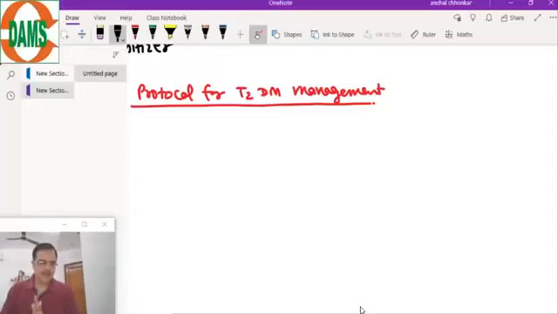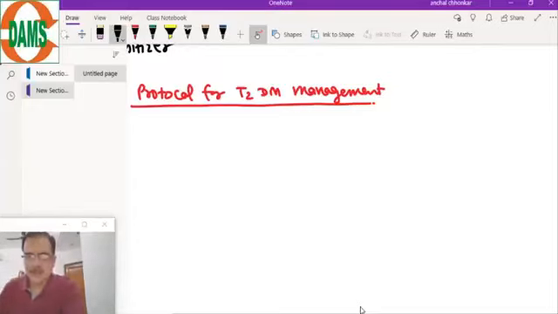Now comes the protocol for the management of type 2 diabetes. So side effects of bromocriptine are non-specific side effects. They will be like nausea, dizziness, vomiting. These are the side effects: nausea, vomiting, dizziness, non-specific side effects. Now coming to the protocol for type 2 diabetes management.